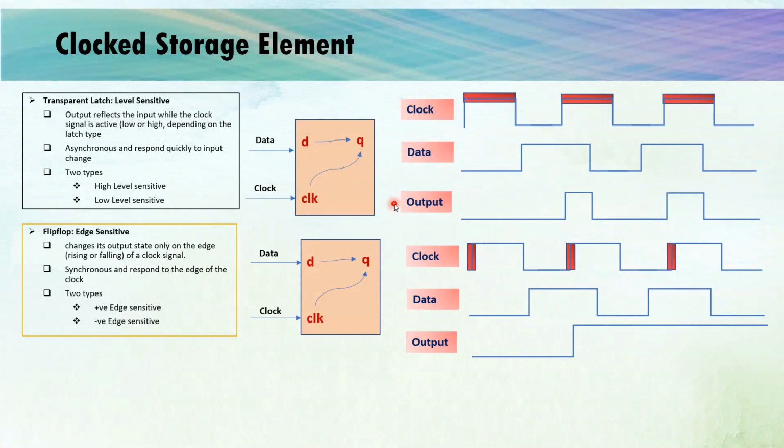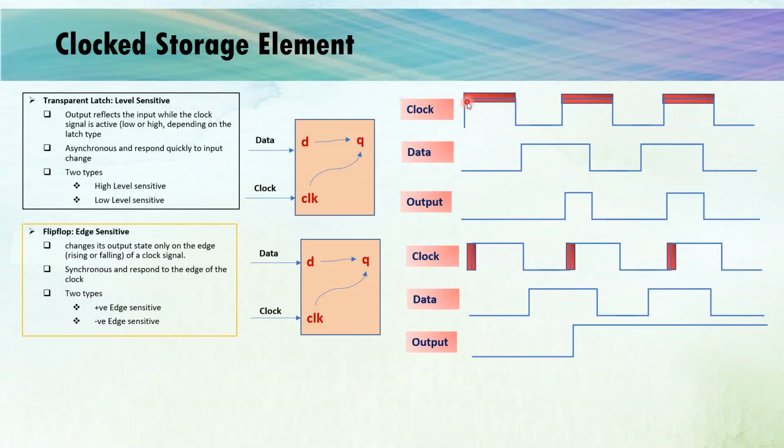I'll start with the latches. A latch is an asynchronous digital circuit, meaning it can change its output as soon as the input changes. Here you can see a latch where this is the data input and a clock signal is going there. As we've already specified in the definition, a latch is a level sensitive storage element. As you can see, this particular latch is a high level sensitive latch.